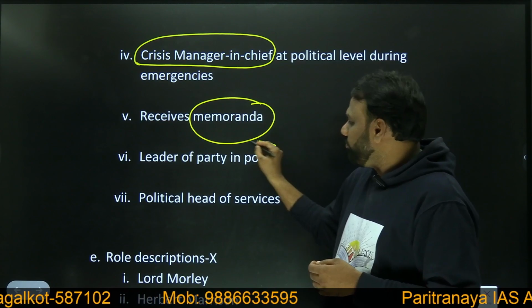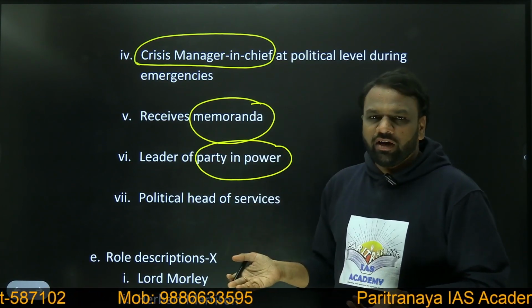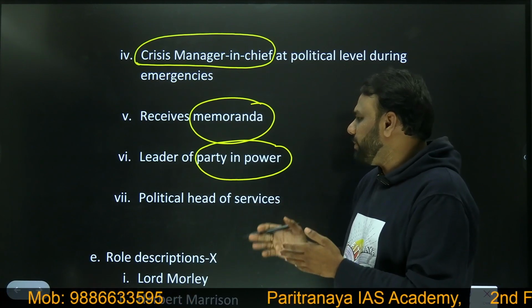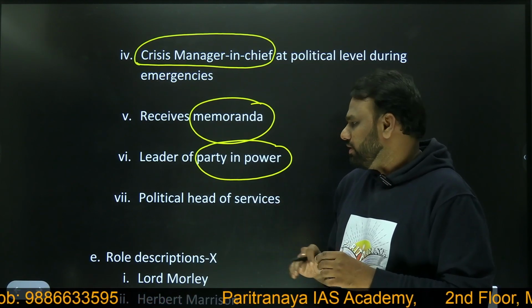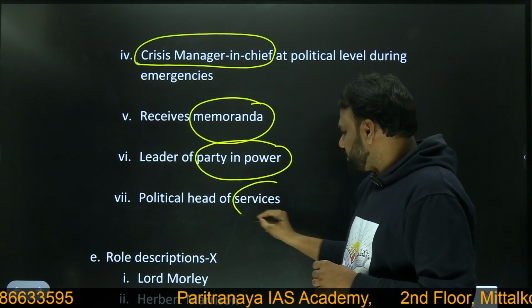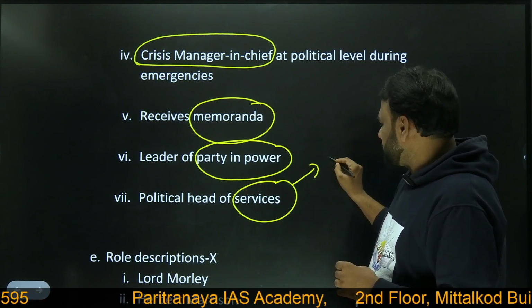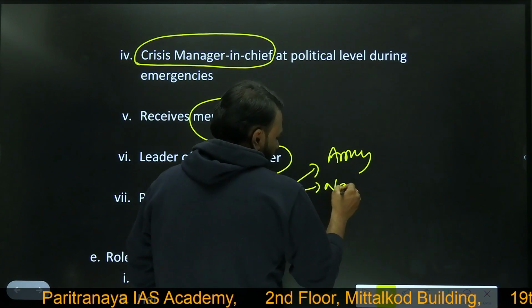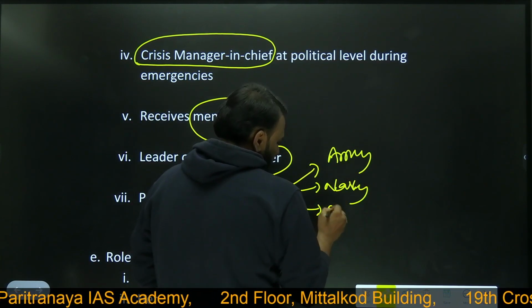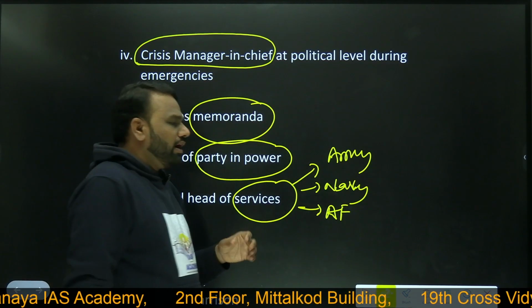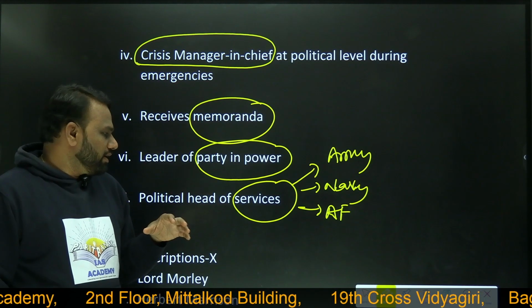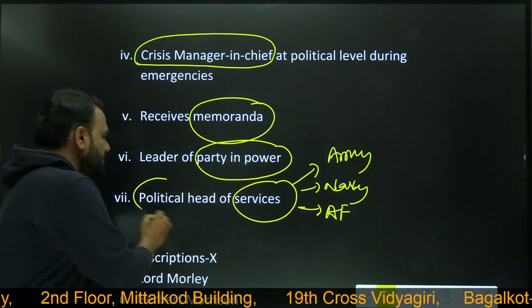Next, he is the leader of the party in power. So which party is in power presently? BJP is in power. So he is the leader of the BJP party. Next, he is the political head of services. So which are services? Services are the Army, Navy and Air Force. We have seen that the President is the head of the Army, Navy and Air Force. But at the political level, the real head is the Prime Minister.